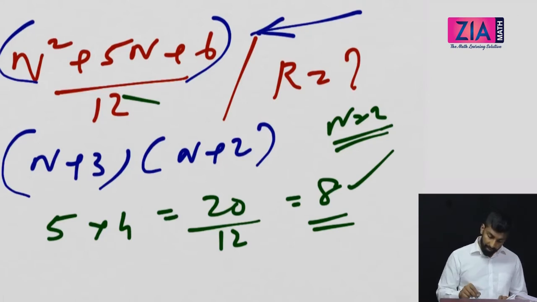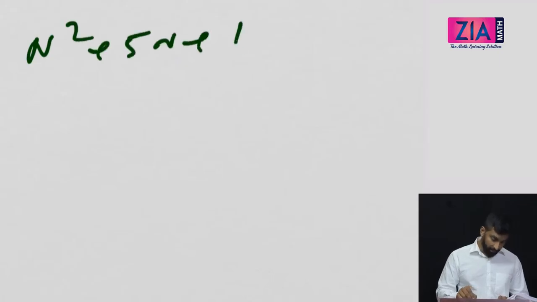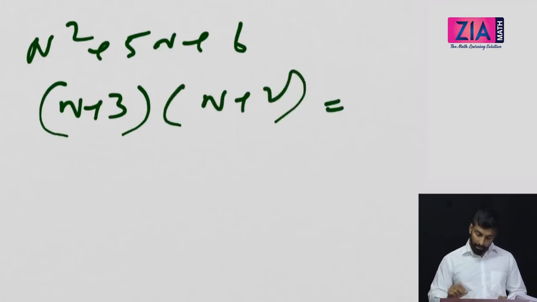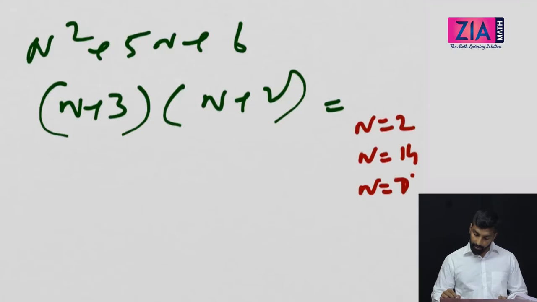Now what if you substitute 14, then also you'll get the answer, right? So this will be 17, right? And this will be 16. See, n square plus 5n plus 6, which we can split as n plus 3 into n plus 2. Now you can either substitute n is equal to 2, or n is equal to 14, or n is equal to 26, or n is equal to 38, etc.